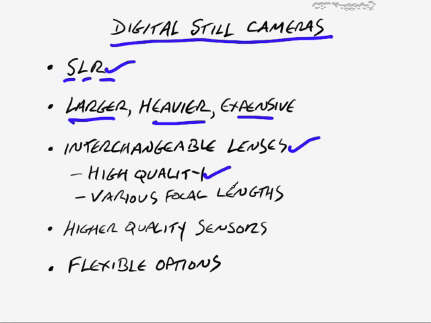Some of them come with what we call kit cameras. So when you buy the camera, it includes one interchangeable lens, usually somewhere within the 17 or 18 millimeters up through maybe 55, maybe 70 millimeters, something like that. They're relatively high quality compared to a point-and-shoot especially, but they're not going to be a professional-level quality quite yet. For that, you've got to spend a lot more money.